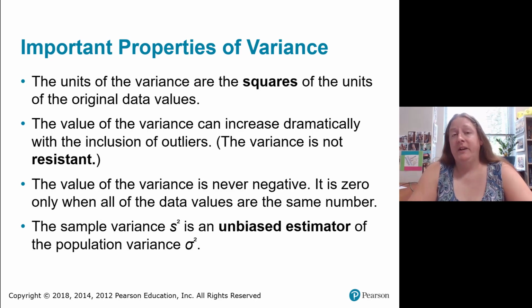Also, the value of the variance is never negative, the same as the standard deviation is never negative. And it's the same reason: we're going to square everything along the way. And just like the standard deviation, it's only 0 if all of the values are the same. The thing that's different about the standard deviation and the variance is that the sample variance is actually an unbiased estimator of the population variance, whereas our sample standard deviation was a biased estimator of our population standard deviation.